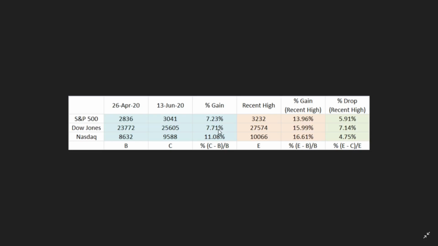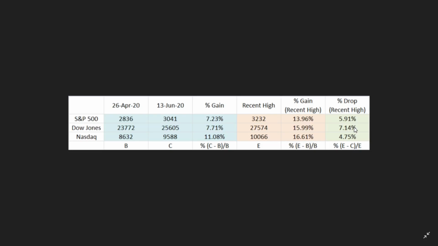And if we compare with the recent high, Nasdaq is still the leader at slightly over 16%. And here's the final interesting bit. Nasdaq has dropped by 5% from the recent high compared to 6% for S&P 500 and 7% for the Dow Jones. The bull in the Nasdaq is still looking stronger compared to the other markets.